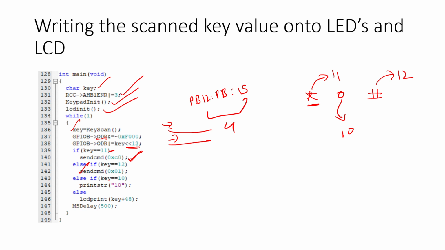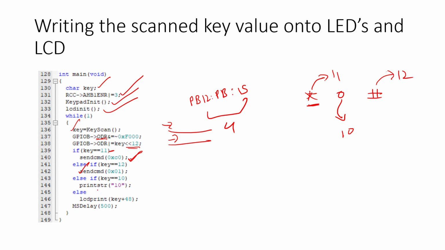And coming to key is equal to 10, instead of directly sending it, because we cannot directly send LCD print of key, because yes, you can do that, but 10 is not a particular ASCII character.